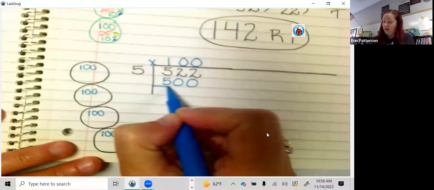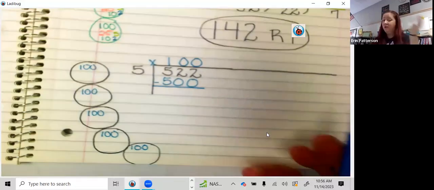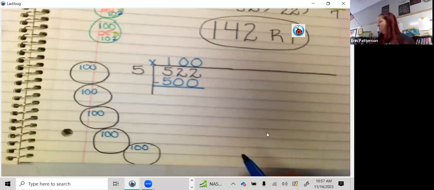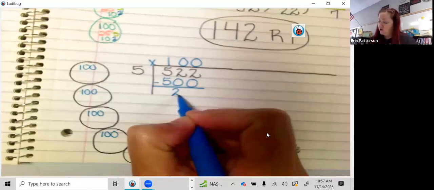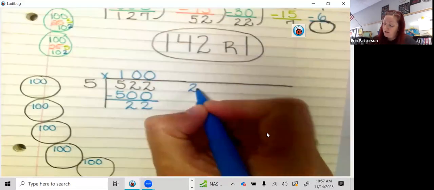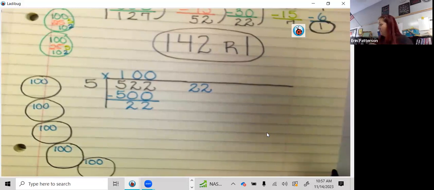Now I subtract to see what I'm left with. I had 522 pieces of candy. I took away 500. How many pieces of candy did I have left? 22. I put 22 over here because it's what I still have left. And I go, I certainly can't do 100 again. I ain't got 500 pieces of candy left. Do you see how we've narrowed it down real fast? Oftentimes when you got that biggest friendly number, it will bring it straight down.